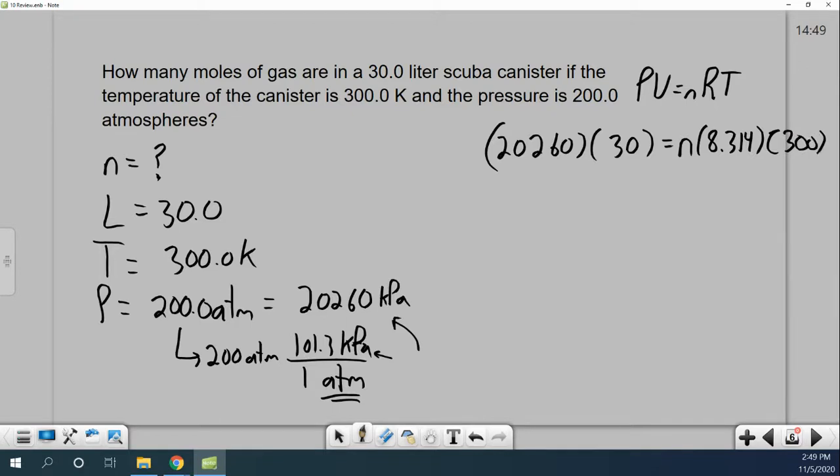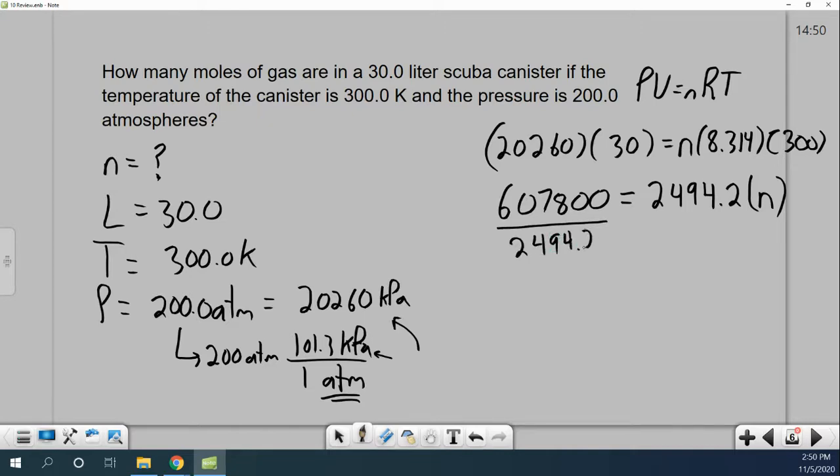Same thing. I'll just solve my left side just because it's just a number. 20260 times 30. And then I'll solve my right side. 300 times 8.314. 2494.2 times the number of moles. So to get number of moles on its own, I take the 607,800 and I divide it by 2494.2. If I do that on one side, of course, you always do it on the other. So that cancels out. Divided by 2494.2.